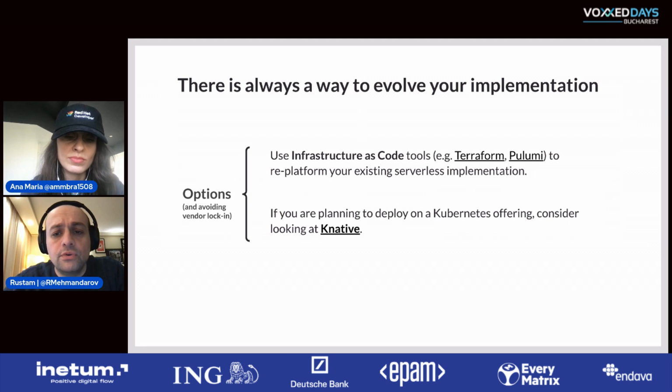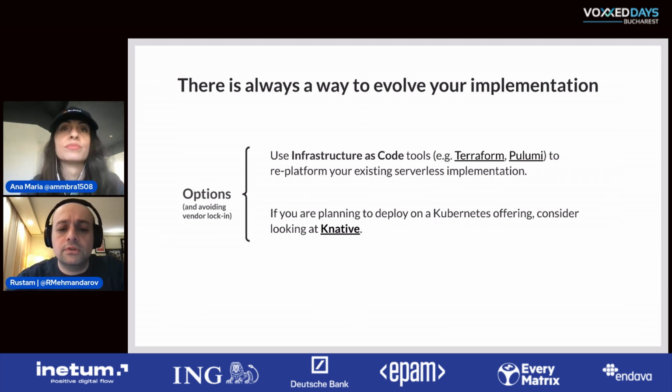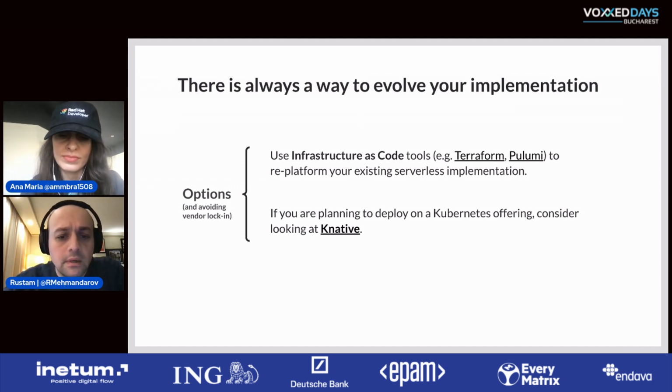Another thing is that if you want to run things on Kubernetes and you still want to use serverless applications, you can consider looking at Knative, which is an open source initiative, an open source platform for running serverless applications based on Kubernetes and Istio and all those things.